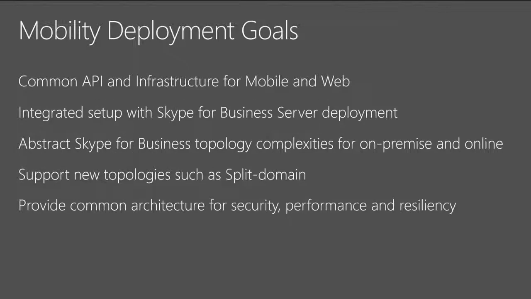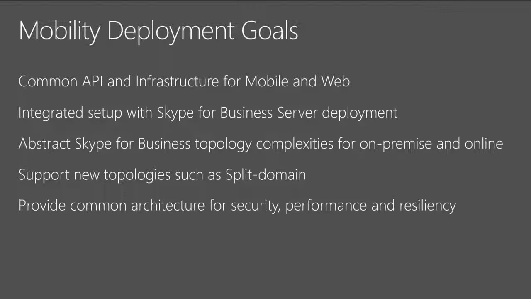So let's talk through what were some of the deployment goals. Like I said, it uses the common API and infrastructure both for mobile and web. And as you saw in the diagram, as we are adding more and more new clients, we are trying to leverage the same infrastructure, the same principles for all our platforms. And as I said, it is the same setup, so no additional steps are needed. When you deploy your Skype for Business, the UCWA service gets deployed automatically just like any other web service there. We also abstract any complexities around whether you are connecting to online or on-prem.